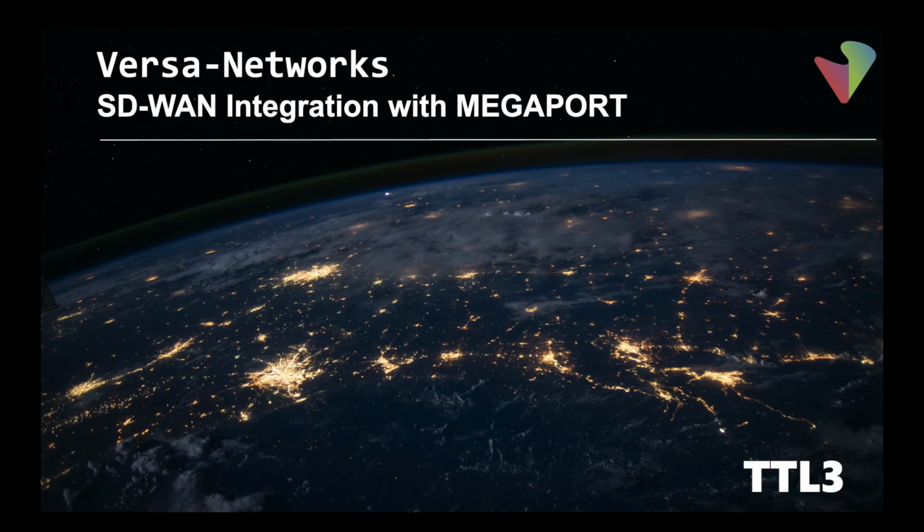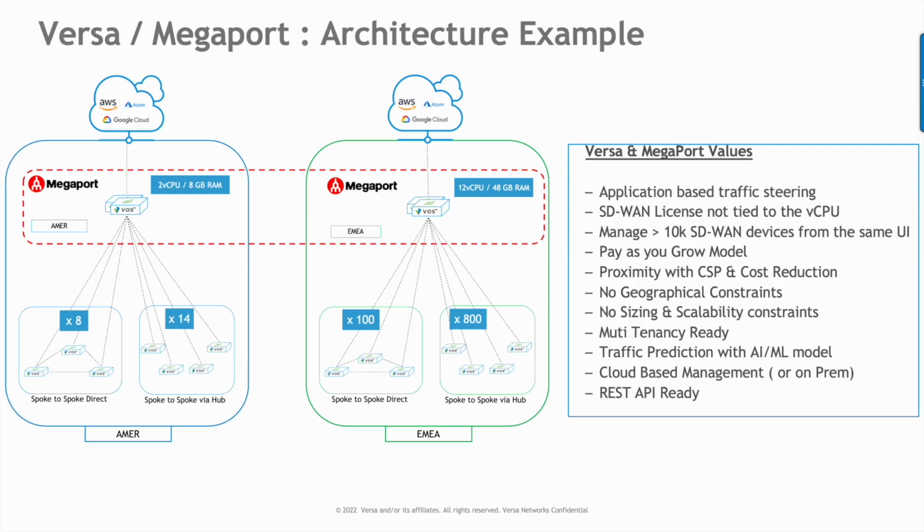Hi everyone, today I will explain the integration of the Versa SD-WAN solution with Megaport. Before we dive in, let me quickly present the overall solution. In a traditional hub and spoke topology, the hub will be your traffic aggregator. Unfortunately, it is difficult to scale properly, and very often you will get a trombone effect when going to the cloud. Also, the physical installation of such devices is always a challenge.